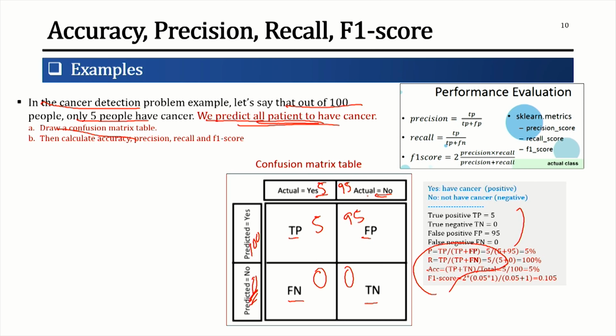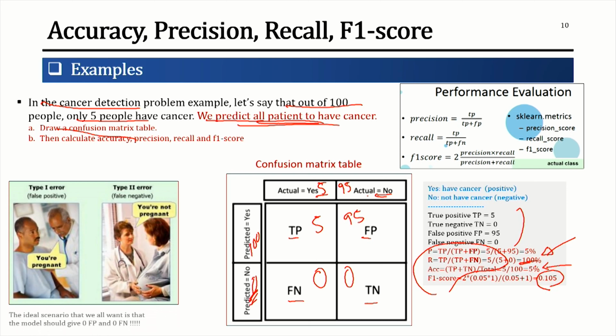The result from here says that we got 5% accuracy. However, if we take a look at recall, we get 100%, right? But it seems that our classifier is not really efficient. So we cannot only observe this. Mainly if we take a look at the F1 score, which is an average between the precision and recall, we got only 0.1.